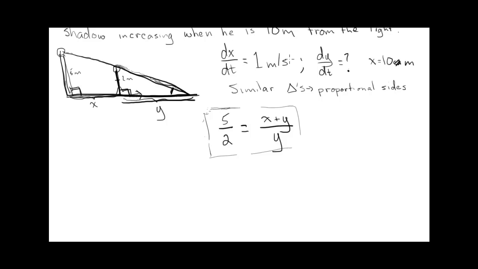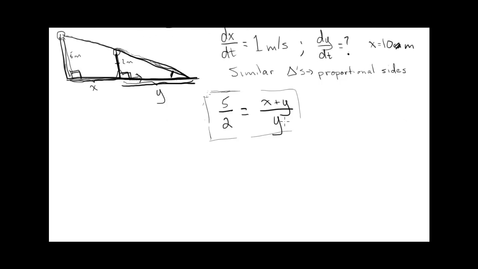So we need to get dx/dt and dy/dt in here. Based on the previous examples, you might say, okay, differentiate both sides with respect to t. But if I differentiate this with respect to t, I'm going to have to use a quotient rule, and I do not want to use the quotient rule. So here's a suggestion. Simplify first. If I multiply both sides by y, I'd have 5y, and both sides by 2.